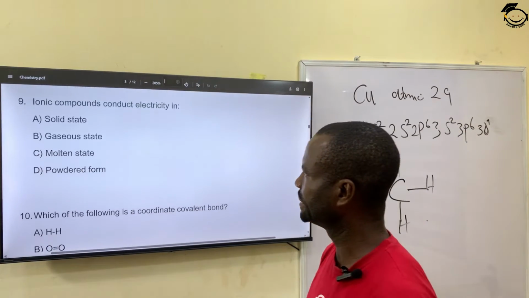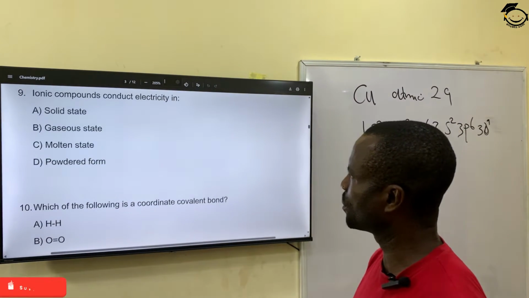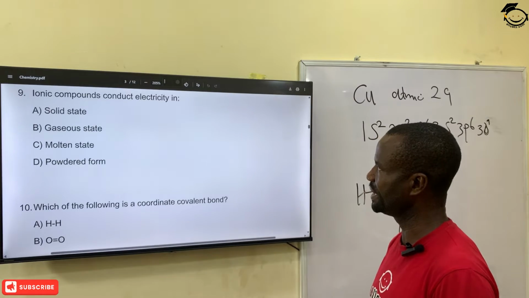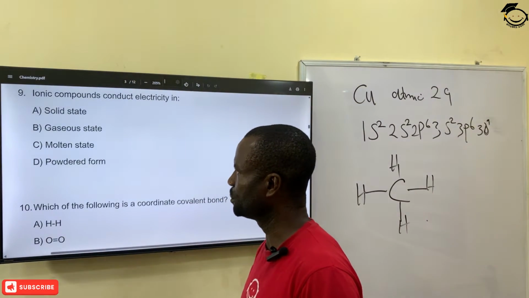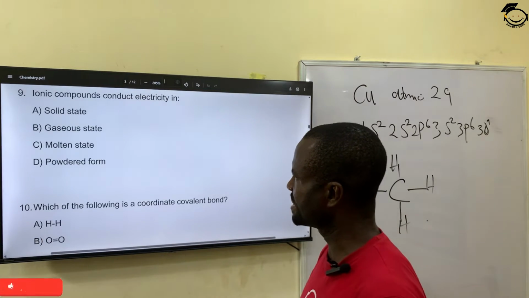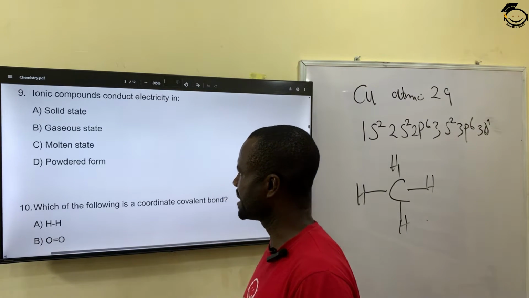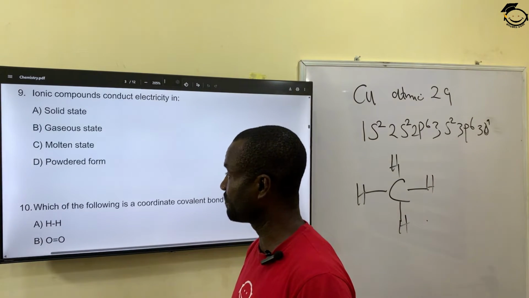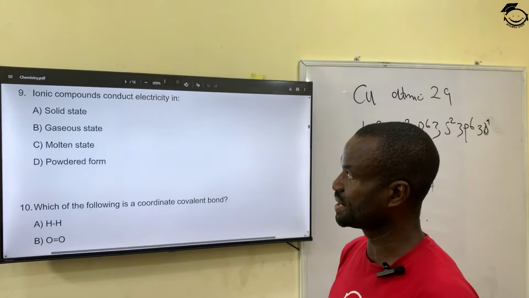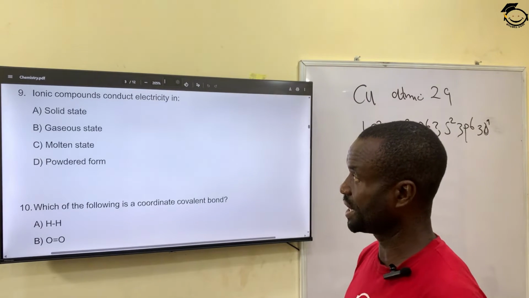Number 9. Ionic compounds conduct electricity in dash. A, solid state, no. Gaseous state, no. Molten state, yes. And the other option is powdered form. The correct answer is molten state. They become conductors when they are in molten state.